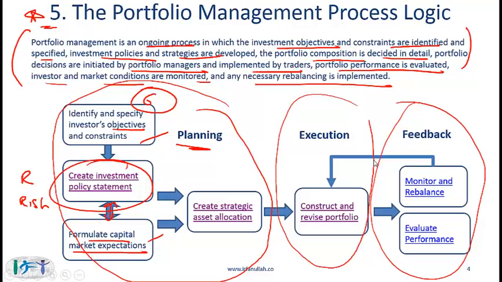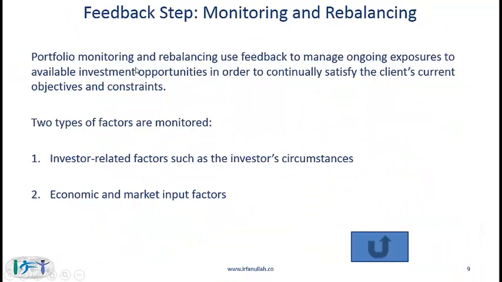Is there a need to rebalance? If you want to stay with the strategic allocation of 60-40, then there is a need to rebalance. So that is one aspect of the feedback. The other aspect of the feedback is just monitoring the client situation and monitoring the capital market situation and making adjustments accordingly. But let's look at this in more detail now. Portfolio monitoring and rebalancing use feedback to manage ongoing exposures to available investment opportunities in order to continually satisfy the client's current objectives and constraints.